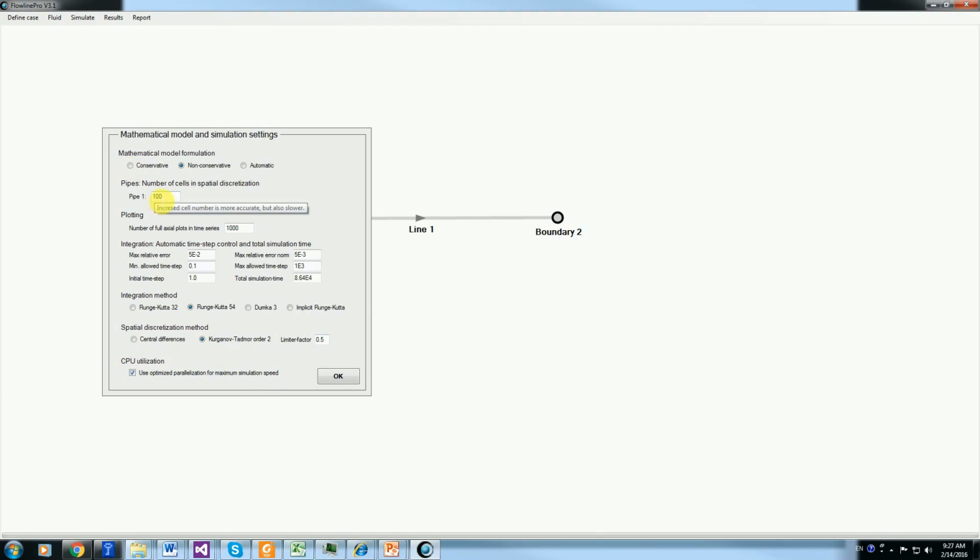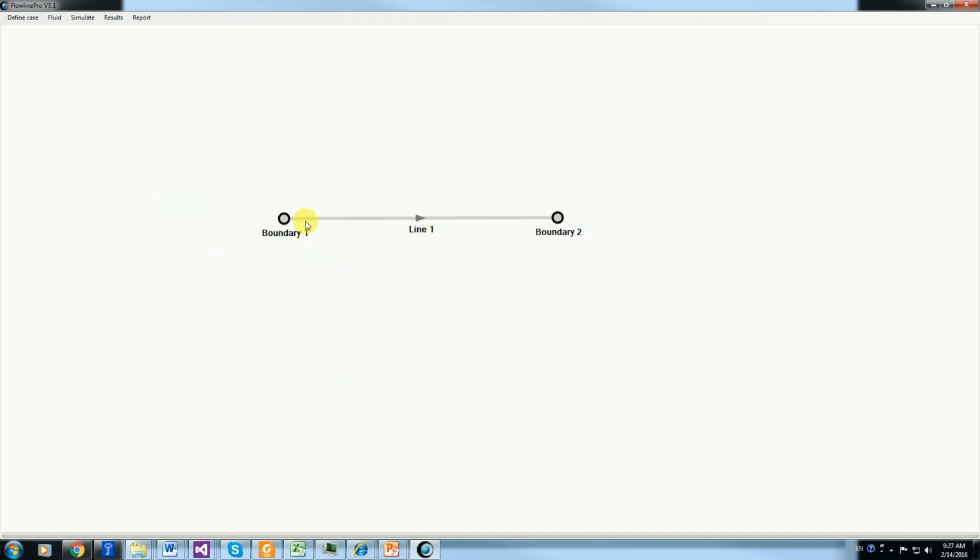We can try a simulation now with a higher number of cells. Let's say we double it to 200. Then the simulation will go slower, typically a factor 4 slower when we double the number of cells. Let's say OK. And now we do a simulation with constant inlet pressure and constant mass flow out of here. We run first the steady state simulation. There comes the steady state one, followed by the transient one, which is now somewhat slower because we have more cells.